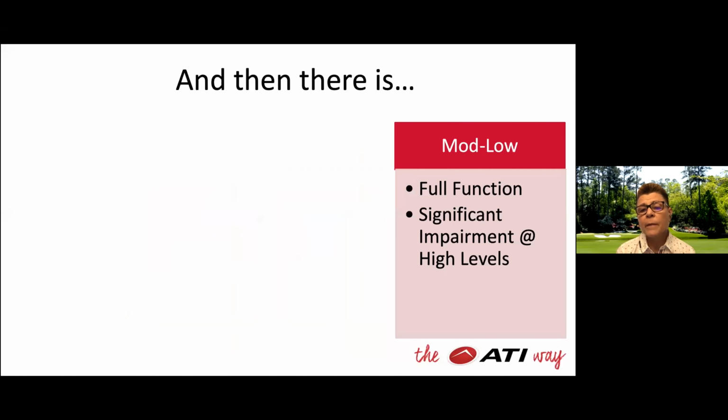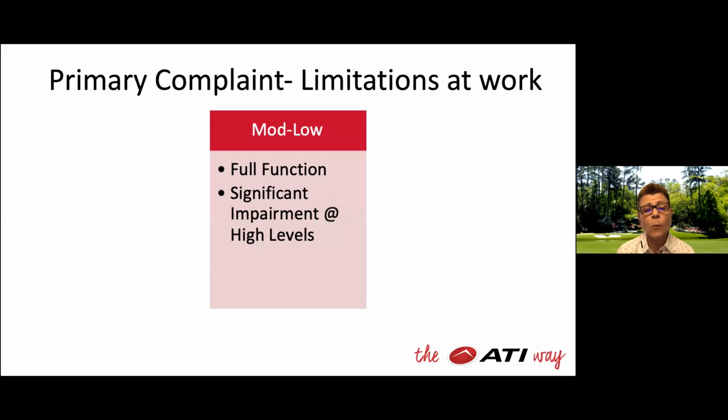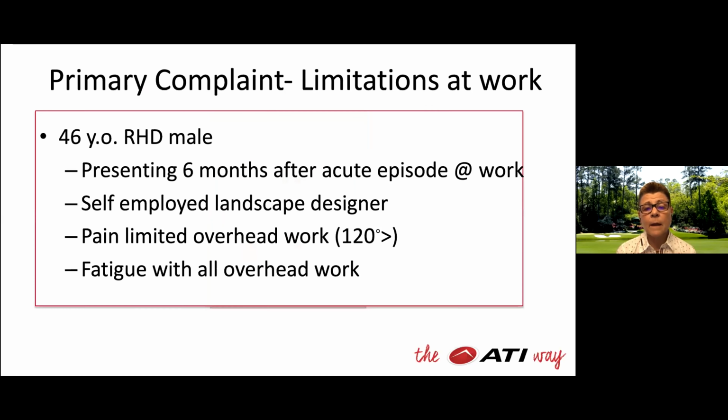There are people that have really good full function for ADLs and basic activities, but then present with significant impairment and high levels of pain associated with higher levels of activity. So for instance, when a worker approaches you with a primary complaint of really significant limitations at work, they may have full function at home and deny any problems in their daily life.